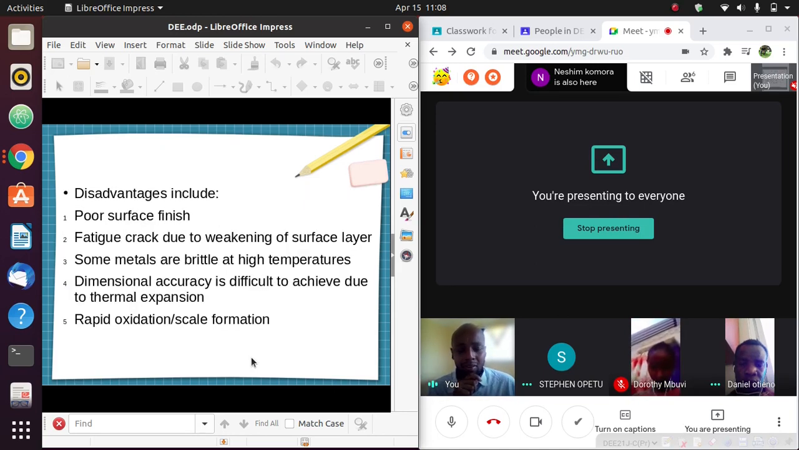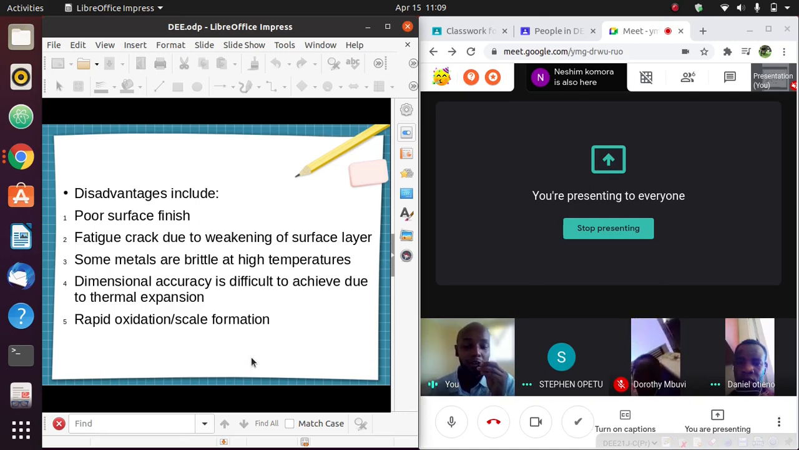So this reduces the weakness of a particular metal. Now, disadvantages. You have a very poor surface finish. Why? Once you heat a metal, you are exposing the surface to the weather elements, some of the things around it. So it is easier for, for example, oxygen to react with that surface and form scales. Rusting. If you heat a metal and expose it to air, it will rust faster as compared to iron that has not been heated. So the surface is poor.